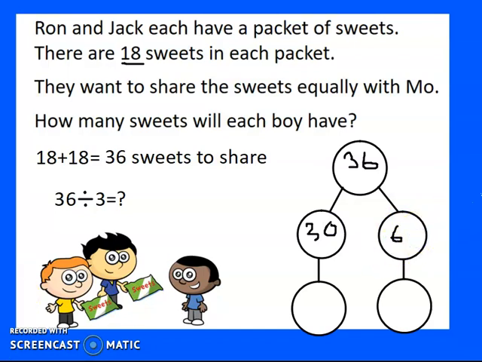So now our next job is to divide 30 by 3. 30 divided by 3 equals 10. And then we need to do 6 divided by 3. 6 divided by 3 equals 2. You can add those two amounts together and 10 add 2 is 12. So each boy will have 12 sweets because 36 divided between 3 children equals 12 sweets each.